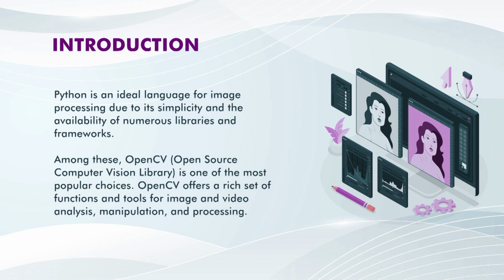Python is an ideal language for image processing due to its simplicity and the availability of numerous libraries and frameworks. Among these, OpenCV, that is open source computer vision library, is one of the most popular choices. OpenCV offers a rich set of functions and tools for image and video analysis, manipulation and processing.